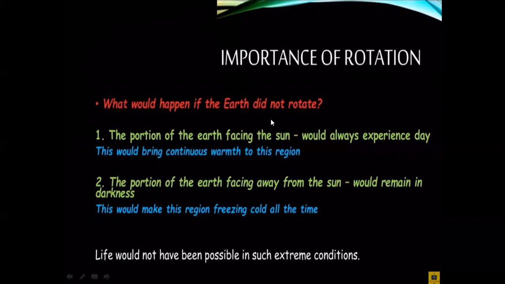Okay, so what would happen if the Earth did not rotate? If the Earth does not rotate, then the portion of the Earth facing the sun would always experience day, and this would bring continuous warmth to this region, as we have seen in the figure here.